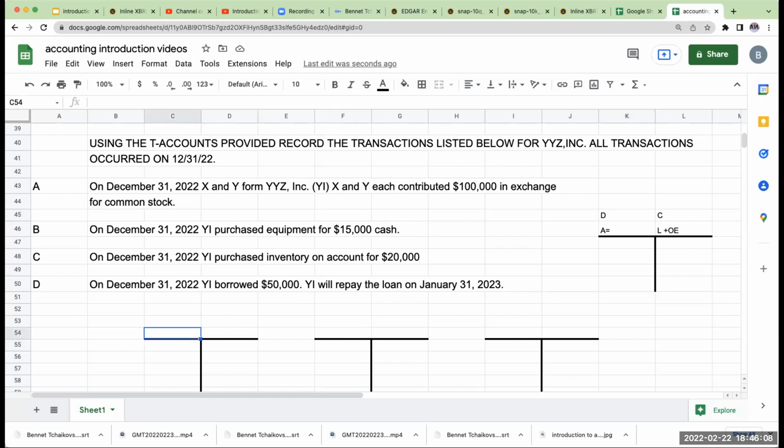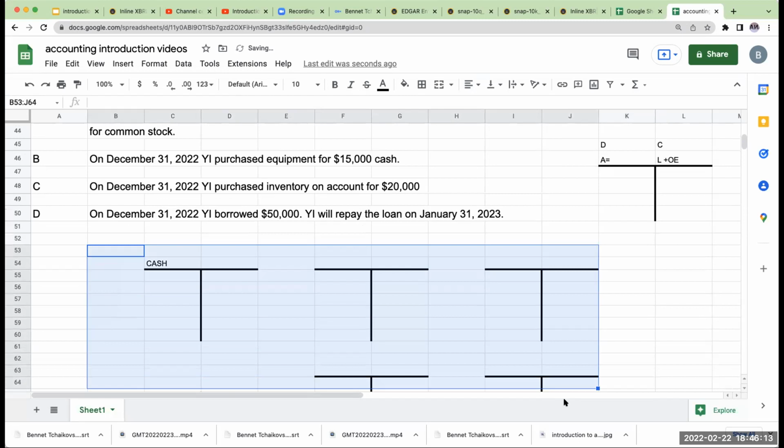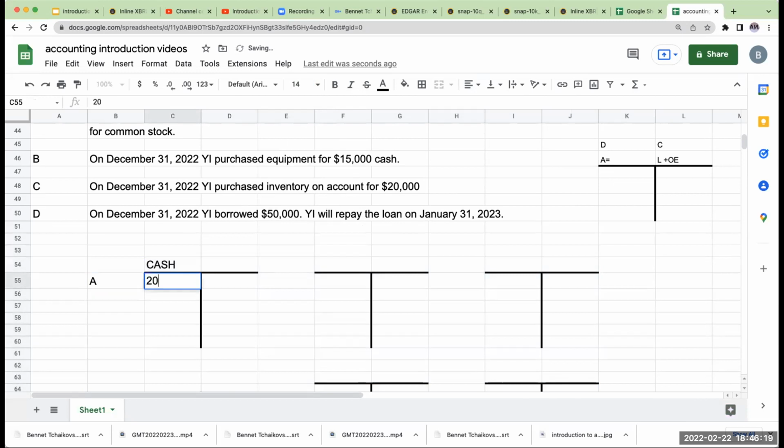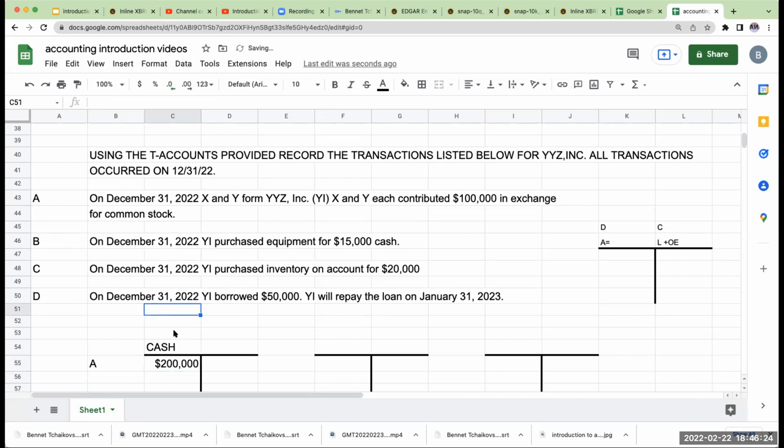So over here, I'm going to be receiving cash. And when I receive that cash, how much cash am I receiving? Well, right over here for letter A, I'm going to be getting $200,000. Where am I getting that $200,000 from? X is giving me 100,000 plus another 100,000 from Y. And this is going to give me $200,000. So I'm receiving cash. Cash is an asset. So I'm going to show that increase of that cash with a debit.